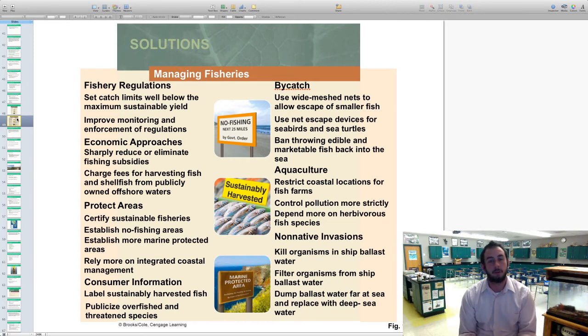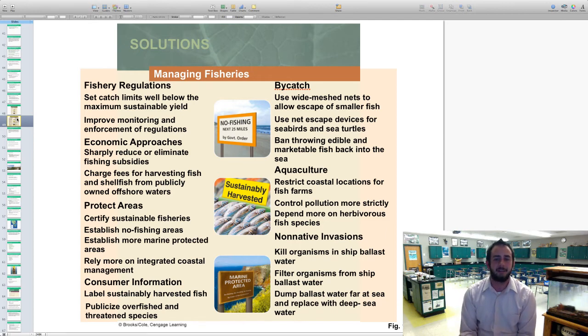Aquaculture, restricting that was one big thing that you guys hopefully will see or saw in the video on the Asian carp. That was because of aquaculture. Restricting coastal locations for fish farms because of the introduced species issue. Control populations more strictly, and control pollution more strictly, because there is a lot of output of waste by fish farms, and depend more on herbivorous fish species in aquaculture.